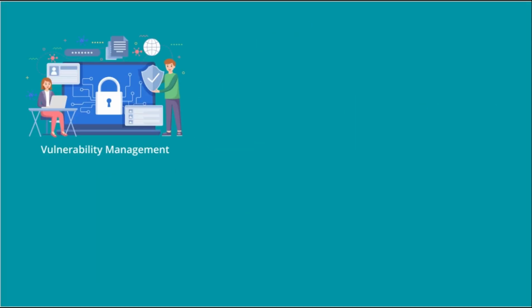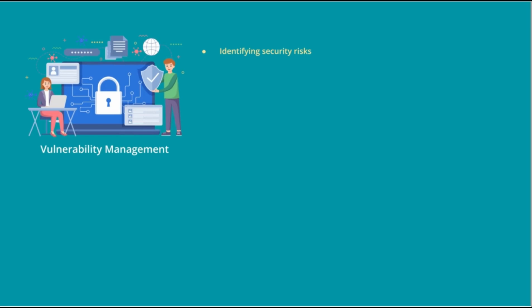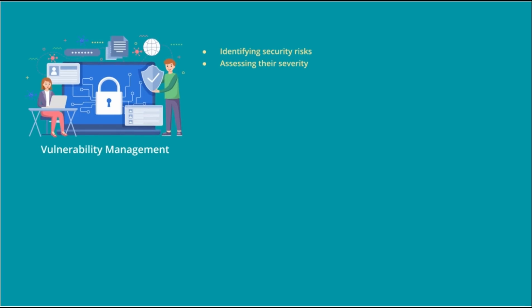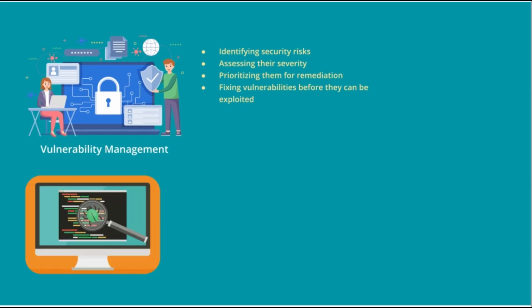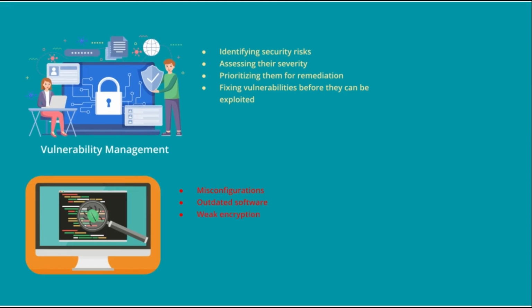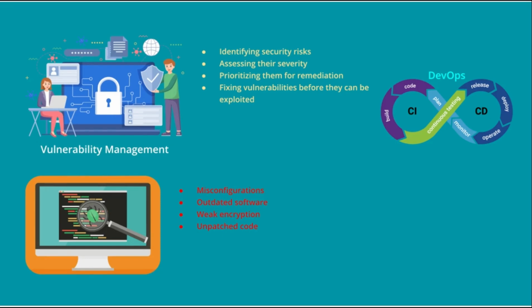What is vulnerability management? Vulnerability management is the process of identifying security risks, assessing their severity, prioritizing them for remediation, and fixing vulnerabilities before they can be exploited. Vulnerabilities can come from misconfigurations, outdated software, weak encryption, or unpatched code. In a traditional IT setup, security teams manually handle these tasks. But in DevOps, with continuous integration and continuous delivery, CI/CD, security must move faster and be collaborative.